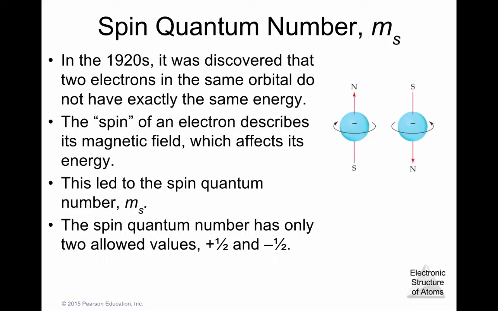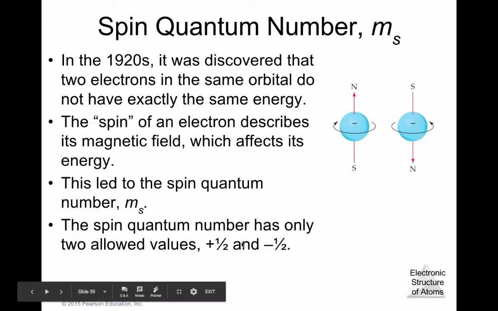So what this means is that no two electrons are going to have the same set of quantum numbers. So if they're in the same orbital, in the same energy level, they're going to be differentiated by this spin quantum number, which is either +1/2 or -1/2.